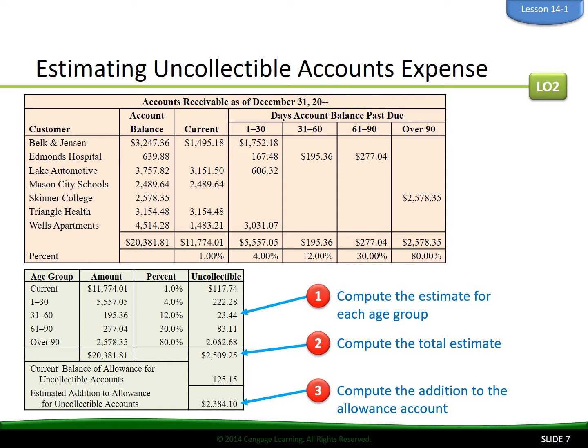So, looks like all of the uncollectibles will be added together, and that'll give you the 2,509.25. And then you would subtract the 125.15, which is the current balance of allowance for uncollectible accounts, and that'll give you 2,384.10, which is the estimated addition to allowance for uncollectible accounts.